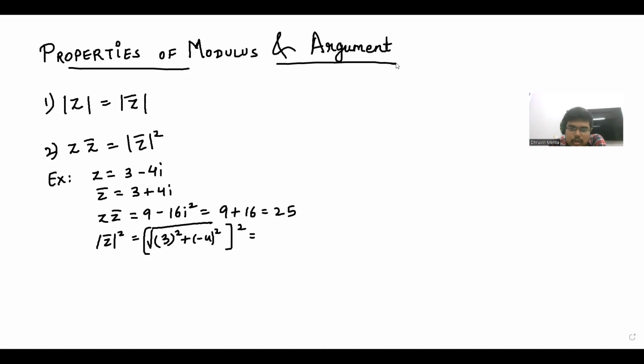हाँ सर. सो व्हाट आई वाज सेइंग इज मॉड्यूलस z का जो स्क्वायर है दैट इज रूट ऑफ x स्क्वायर प्लस y स्क्वायर, और उसको भी स्क्वायर करना है. तो रूट एंड स्क्वायर विल गो अवे एंड वी हैव 3 स्क्वायर प्लस माइनस 4 का स्क्वायर, व्हिच इज 9 प्लस 16, व्हिच इज 25. सो दिस इज द फॉर्मूला.